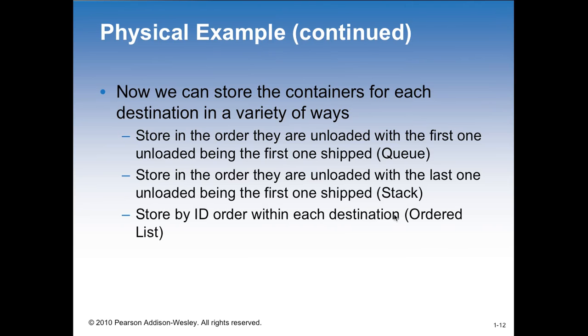Just because it's the first item off the truck, it's going UPS ground. What about the ones that are going airmail that need to leave in 5 minutes? They're going to be lost in the back of that queue. You can store it in the order that they are unloaded, with the last one unloaded being the first one shipped. And that would be a stack kind of concept, changing the order. Or you could store maybe by ID with the destination in an ordered list.